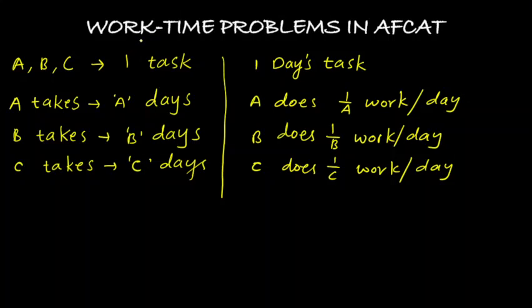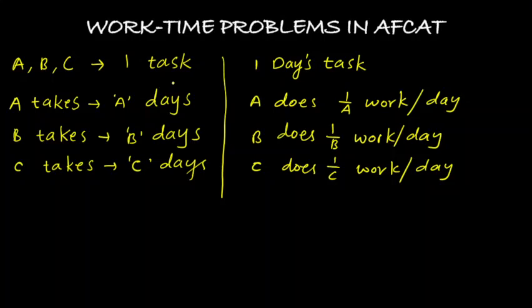In this video, we are going to look at work time problems in the AFCAT exam. So let us take a quick look at the concepts. Generally they give A and B as two persons, or A, B, C as three persons, and they are doing some work. So I have taken A, B and C and one task. A takes A days to complete the task, B takes B days, C takes C days.